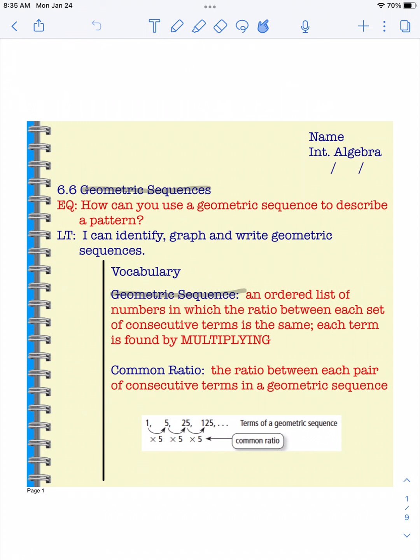A geometric sequence is an ordered list of numbers in which the ratio between each set of consecutive terms is the same. That means that each term is multiplying. So the common ratio is the ratio between each pair of terms that are next to each other in the geometric sequence. Notice in this example, each term multiplies by 5 to get to the next term. That is a geometric sequence. The common ratio would be 5.